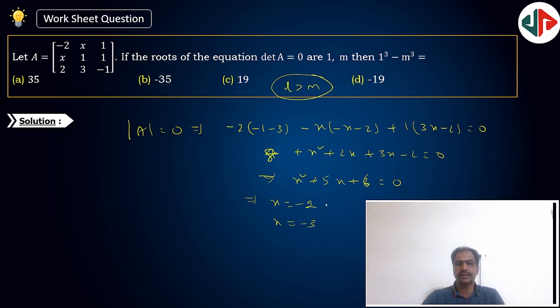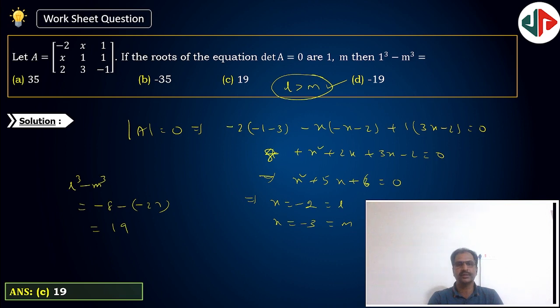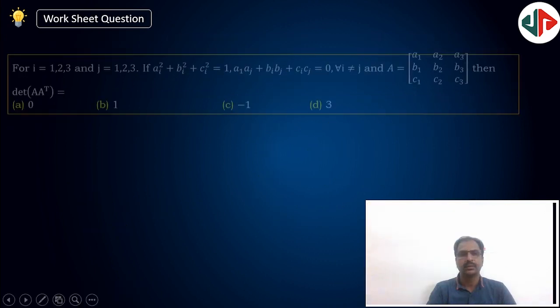If L greater than M, then this is L, this is M. Then L cube minus M cube: L cube is minus 8, minus M cube is minus 27. So the answer will be 19 under the condition L greater than M. So this condition is missing, so take the condition as L greater than M. Next question.